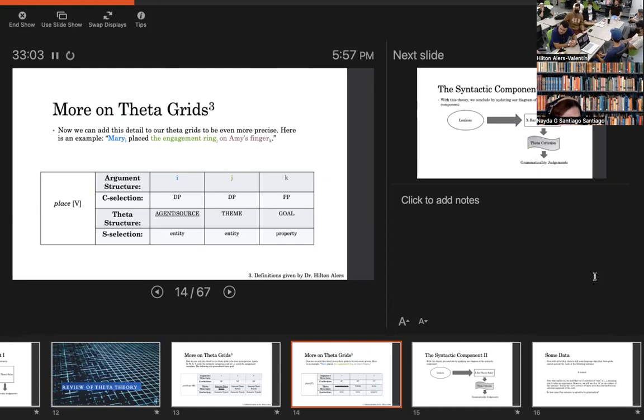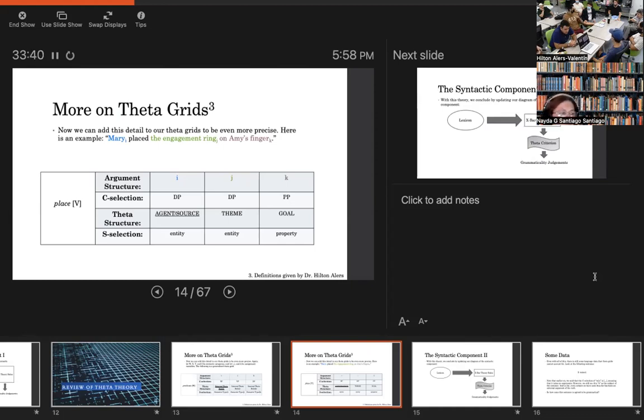If this is the only theta grid for the verb place in the lexicon, it would not allow for any sentence in which one of those arguments is lacking. So again, going back to the lexicon, the lexicon has to be exhaustive enough so that the sentence you provide, for it to be parsed, has the three arguments that the parser should recognize. Otherwise it will not produce a structure.